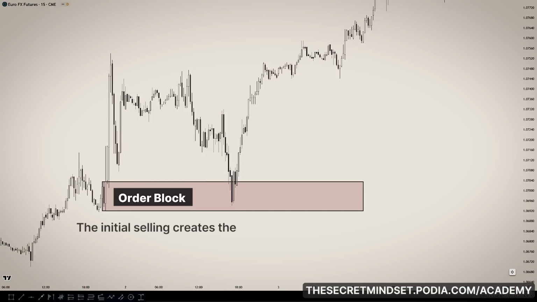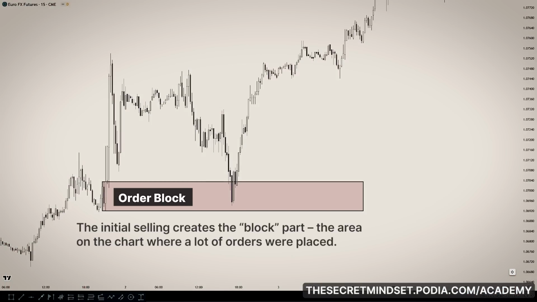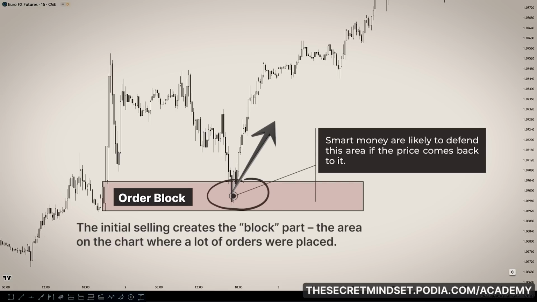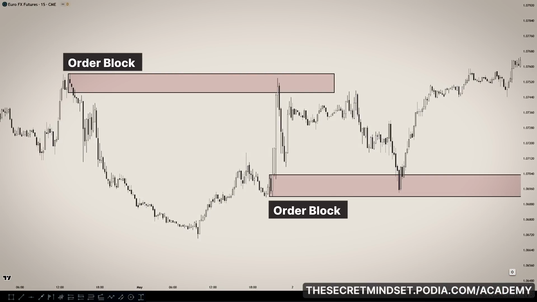This process creates our order block. The initial selling creates the block part, the area on the chart where a lot of orders were placed. And because this is where the smart money started their buying, we know they're likely to defend this area if the price comes back to it. That's why order blocks are so powerful to trade. You're not just guessing where the price might go. You're looking at where the big money has already shown its hand.